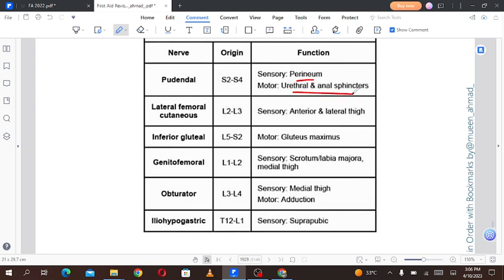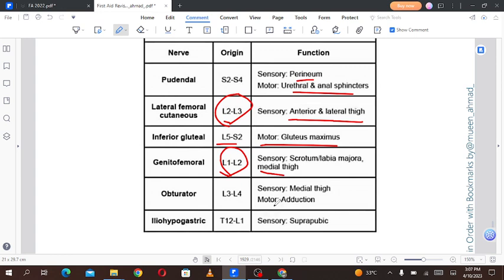Then lateral femoral cutaneous nerve, L2 to L3. It provides sensory supply to the anterior and lateral thigh. Inferior gluteal nerve, L5 to S2. It provides motor to the gluteus maximus. Genitofemoral nerve, the root values are L1 to L2. Sensory to the scrotum, labia majora, and medial thigh. So the genitofemoral nerve is also a sensory nerve, and that provides sensory innervation to the scrotum, labia majora, medial thigh, and stuff like that. And obturator nerve, L3 to L4.